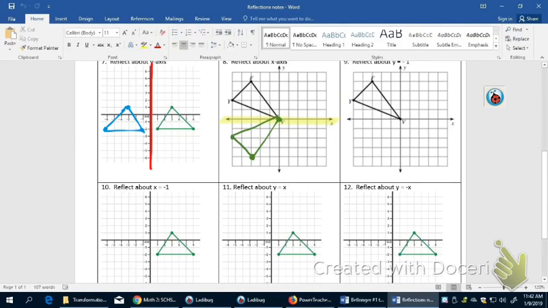So number 9 is where it starts getting a little tricky, because it's harder just to look at it. You do have to count it, but you have to count it from the line that it tells you to reflect it about. You don't count it from the x and y axis anymore. This one says reflected about y equals -1. So first we need to figure out where y equals -1 is. I go to -1 on the y-axis, right there, and then I draw a line through it.